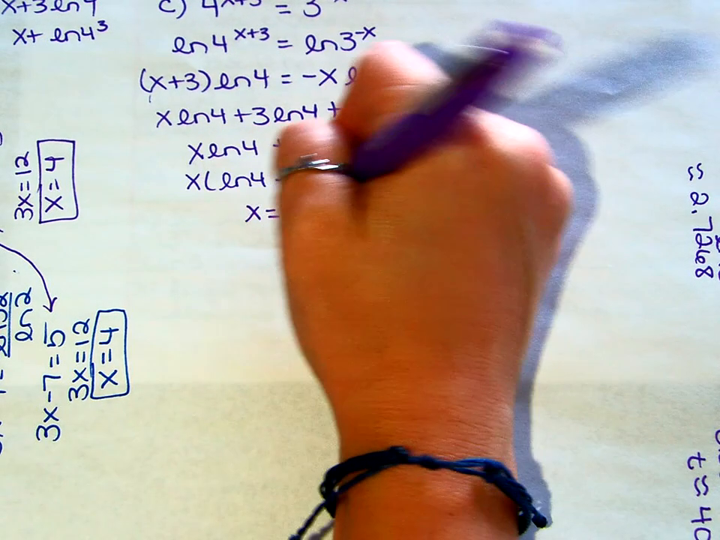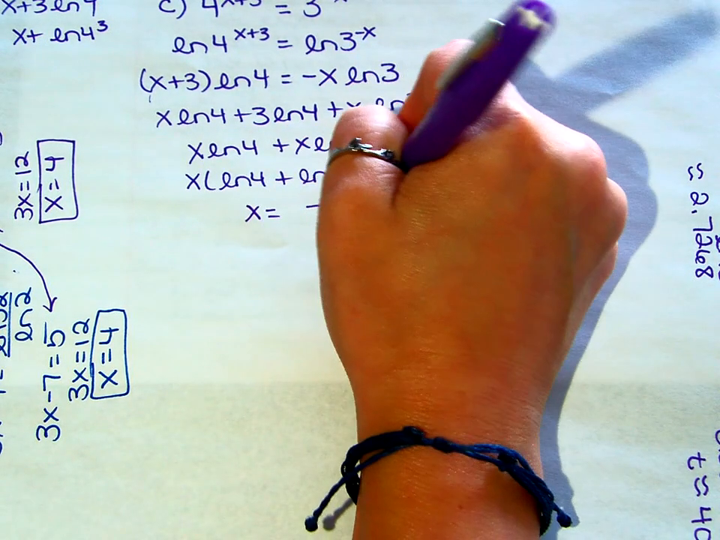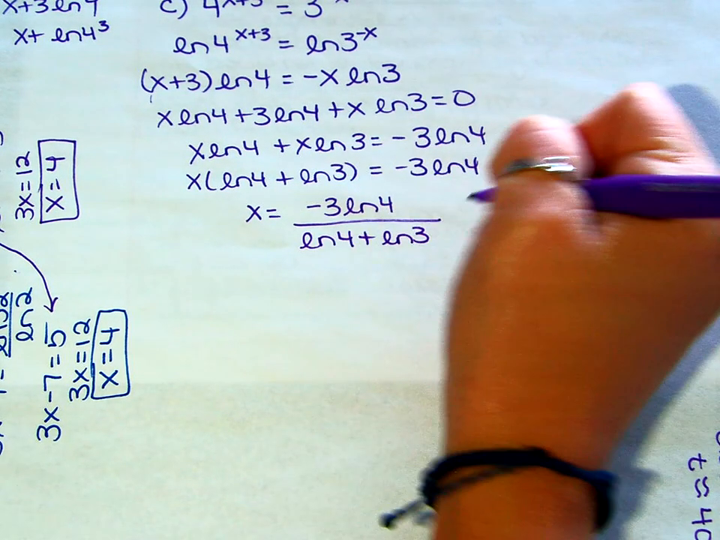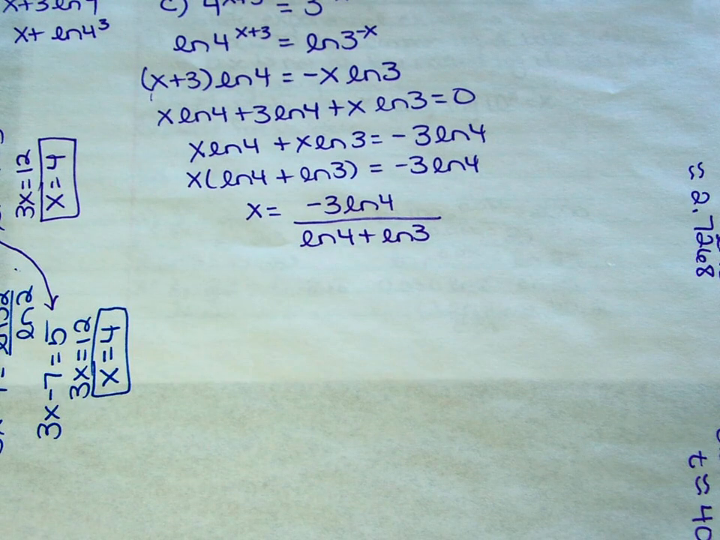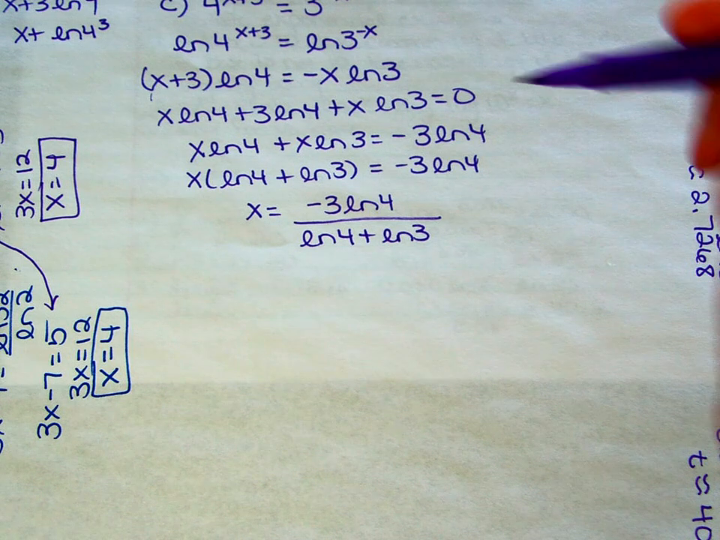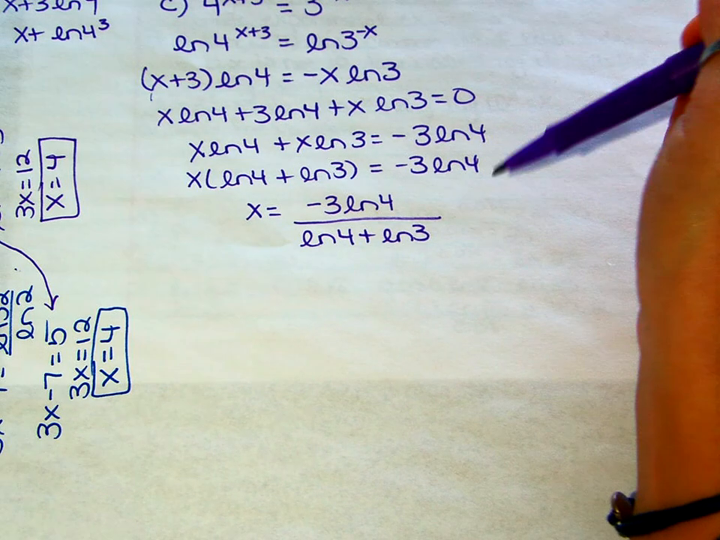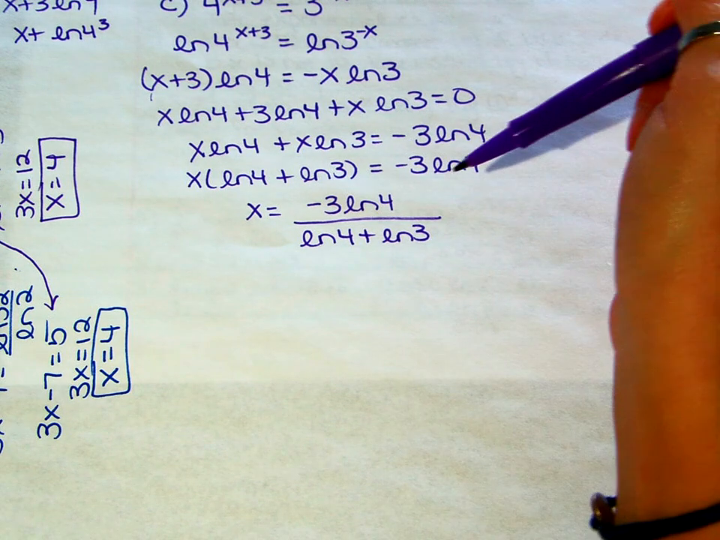Negative 3 ln of 4 all over ln of 4 plus ln of 3. And even though this takes up paper space, you want to make sure that when you're working these logarithmic problems, you do it on paper as long as you possibly can. If you start typing stuff into your calculator up here, it's going to round. And then when you come down here, you're going to be rounding some more, and you're going to get further and further away from the actual answer.